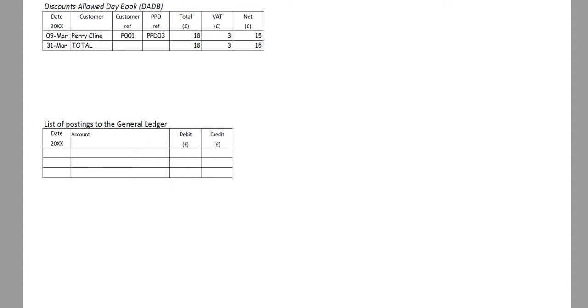So the gross amount of £18 will be credited to our sales ledger control account and dated the 31st of March, being the period end total date. And it's a credit to our sales ledger control because it represents a reduction in the value of that particular asset, the asset being the amount owed to the business by its customers.